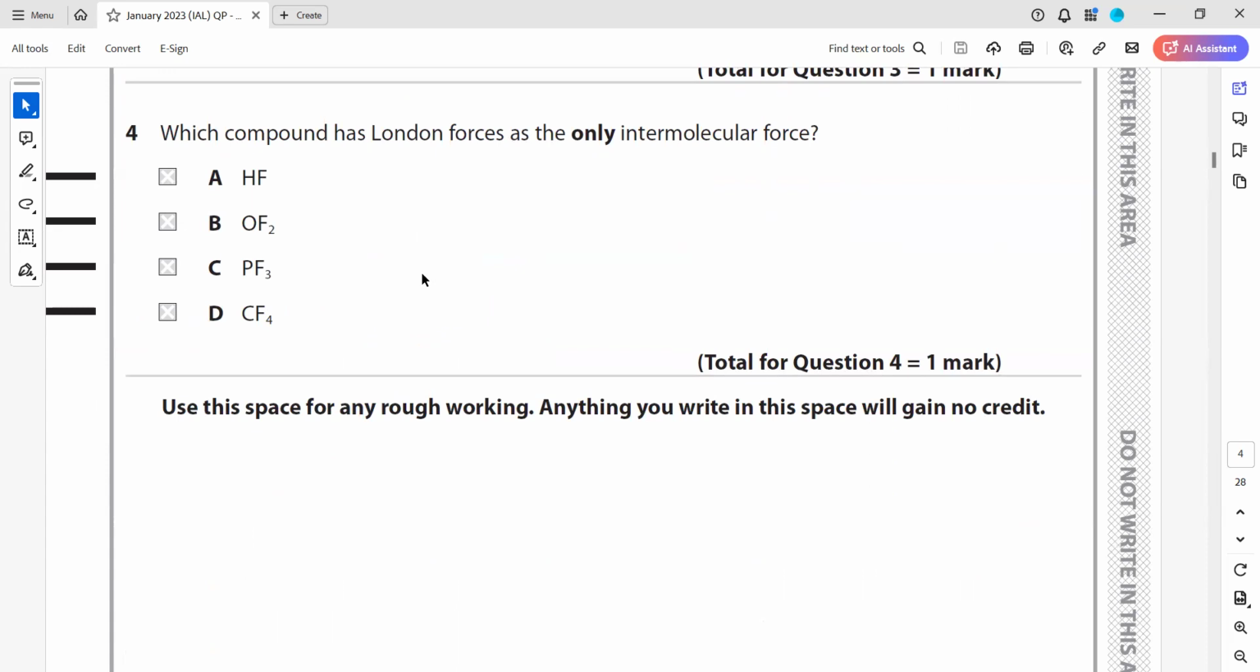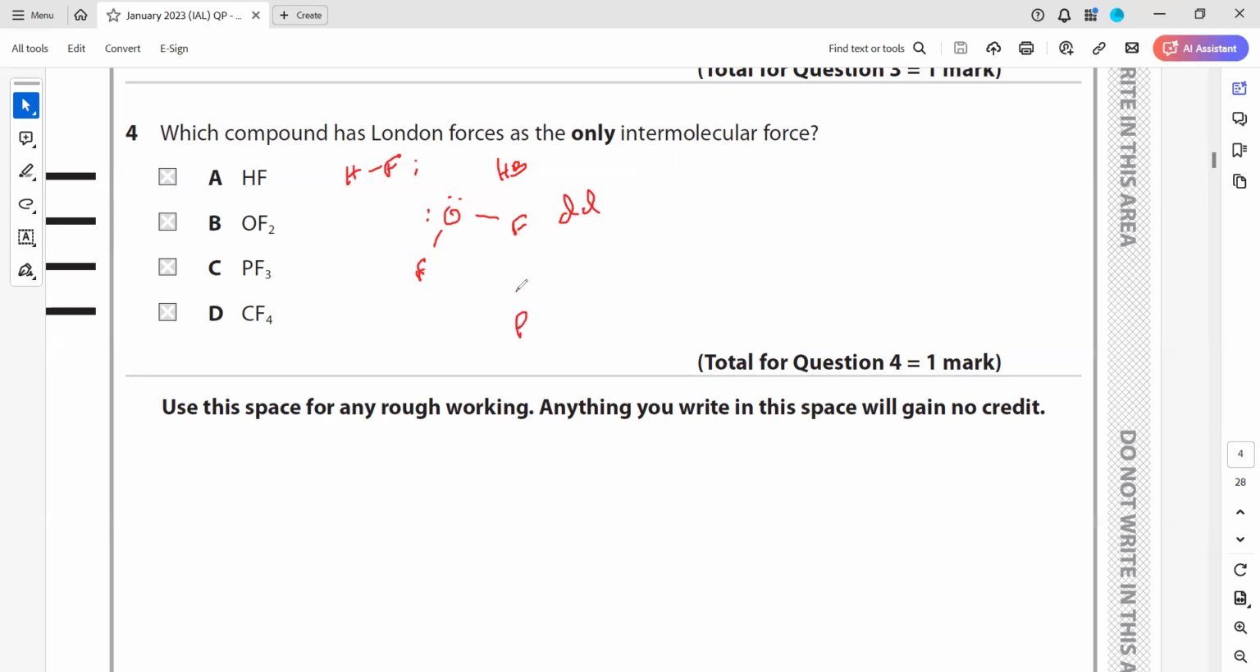Which compound has London force only as its intermolecular force? They all have London force, but which has only London force? So the molecule should be a non-polar molecule. Hydrogen fluoride will have a hydrogen bond, because when hydrogen is bonded to the most electronegative elements, such as fluorine, nitrogen, or oxygen, they will have hydrogen bonds. Oxygen and fluorine bonds are polar and the molecule is also polar, so they will have dipole forces, and dipole induced dipole will be there. This will have hydrogen bond and dipole induced dipole.